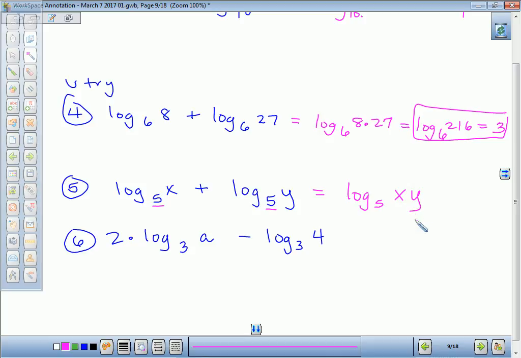Now, so far all we've dealt with is addition. Well, we also had subtraction, division, and multiplication. So this subtraction becomes division. So we get A over 4. But this 2 is going to become a power just for the A. Do you see it's just located in front of the A?